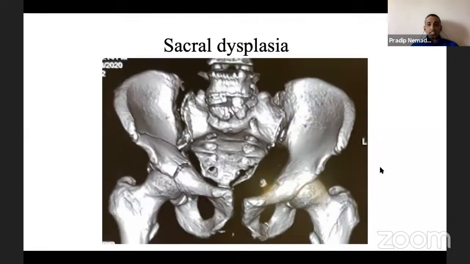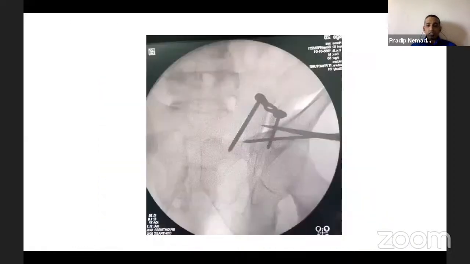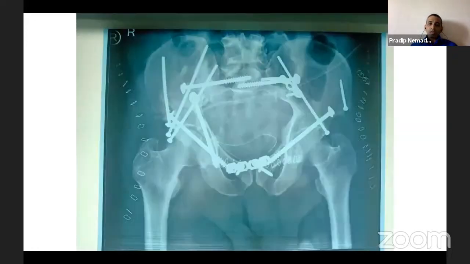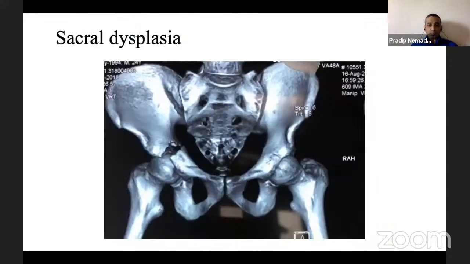Another case, we can see that there's sacral dysplasia here, a bilateral SI opening with an acetabular fracture on one side. This was old, so we reduced it first, by open reduction through an ilioinguinal approach, put a small plate, and then we threw in one or two screws on either side. The rest of the fracture was also fixed with multiple screws.